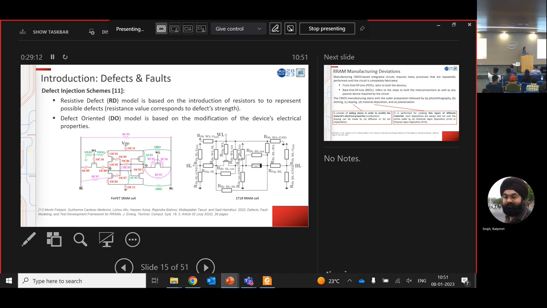And the defect-oriented model is based on the idea of changing some electrical parameters of the device. So when you are simulating this novel device, you have the description, the model of the memristive device, and you can identify some electrical parameters and then change these parameters to a margin that is not in the nominal margin of the device, and then you are going to observe fault behavior as well. So these are the two main ways to inject defects when you are thinking about the memristive device. Here is the representation of one way to inject the defects using resistors, but you can also work with these novel devices just by changing some electrical parameters of the model.